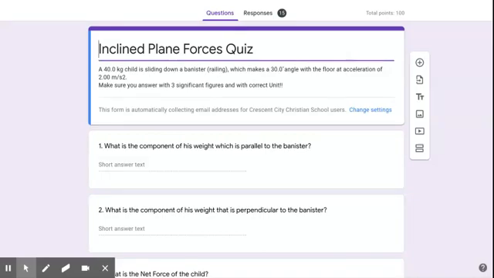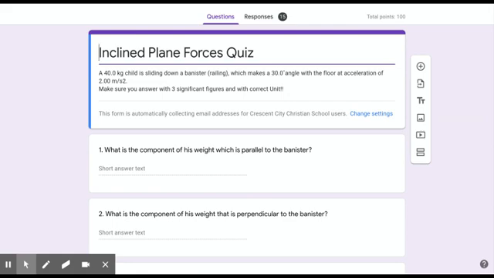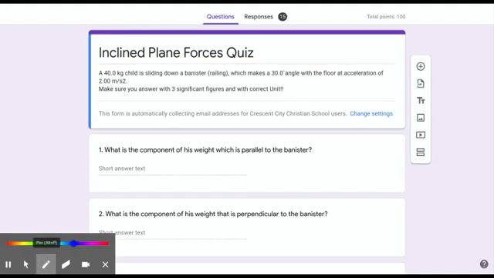Here is the explanation of how to do the inclined plane forces for the quiz. The whole quiz is actually only one question. And we know that when we're doing the forces, you have to draw the free body diagram. So that's what we're going to do right now.